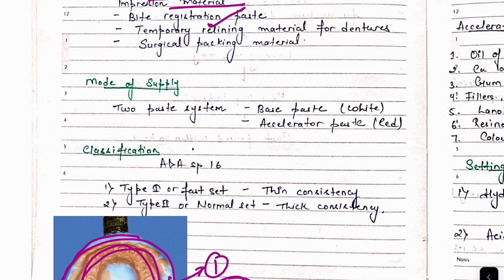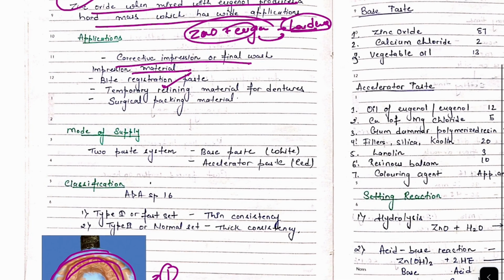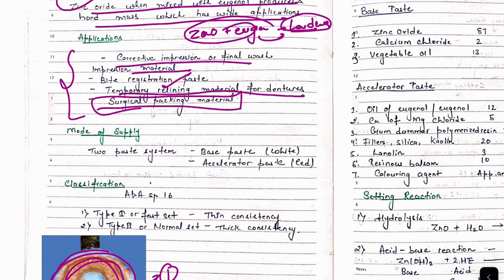It is also used as a bite registration paste. It is used as a temporary relining material for dentures, and it is also used as a surgical packing material. So these are the four applications. Talking about the mode of supply, it comes in a two-paste system. We have two tubes.